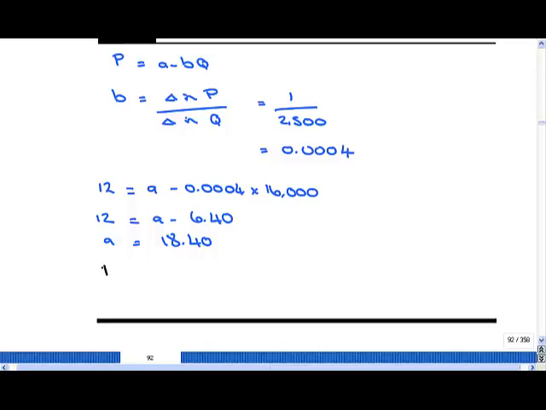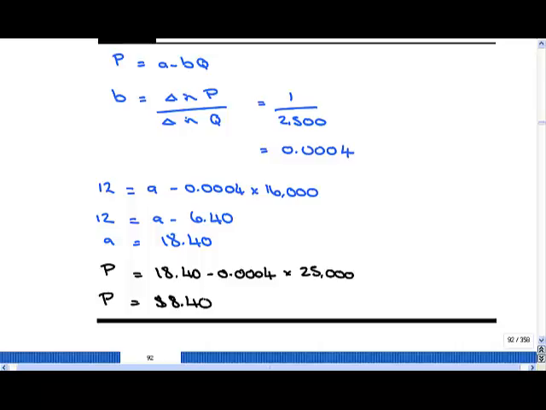Okay, so what we're going to do now, price is what we want to find out. We know that A is 1840. We know the value of B. And we want to know the price when we have 25,000 in attendance. So what we can therefore work out is that we need to set our price at $8.40, and if we do that, we'll sell 25,000 tickets.